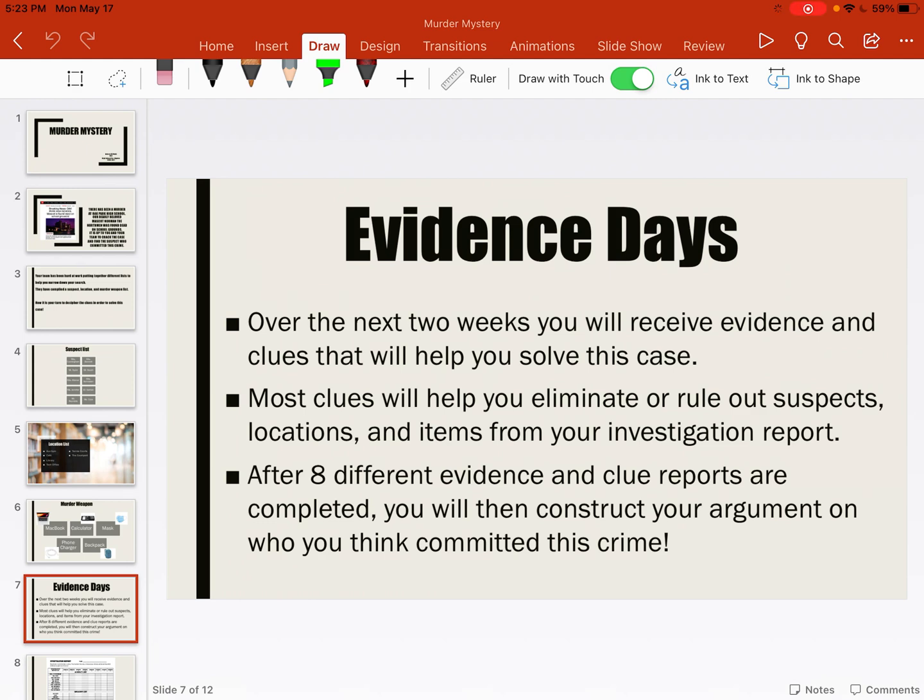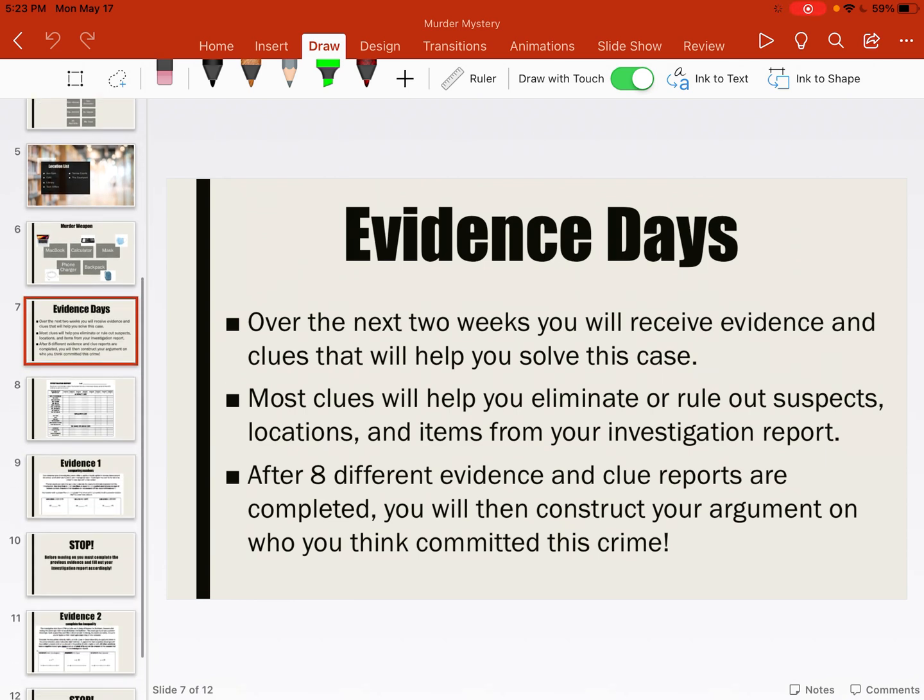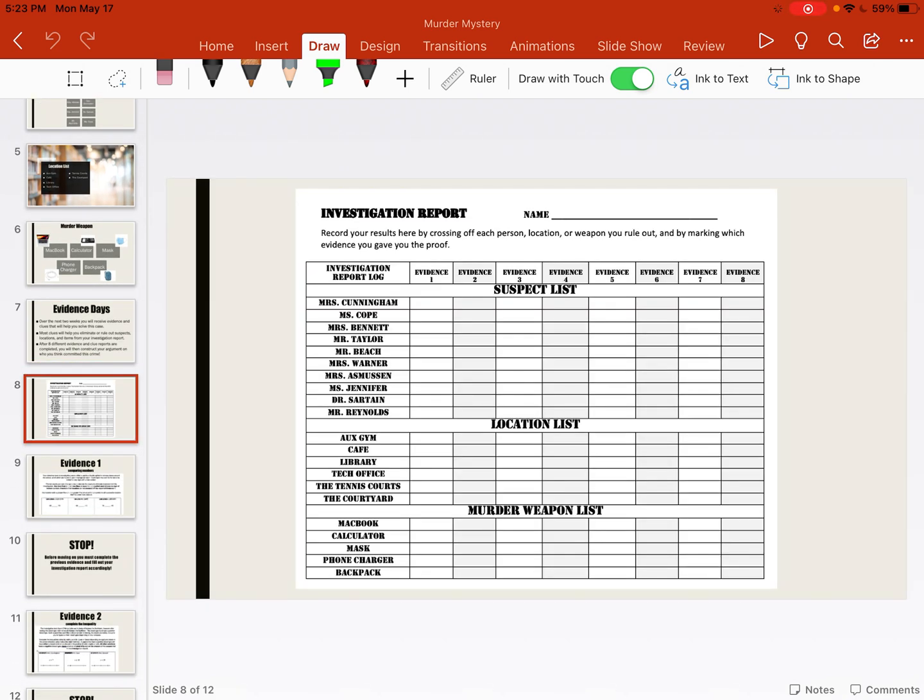It says after 8 different evidence and clue reports are completed, you will then construct your argument on who you think committed this crime based on the evidence. So again, you have your suspect list, your location list, and your murder weapon list. This is all included on your investigation report. This is where we'll mark everything.